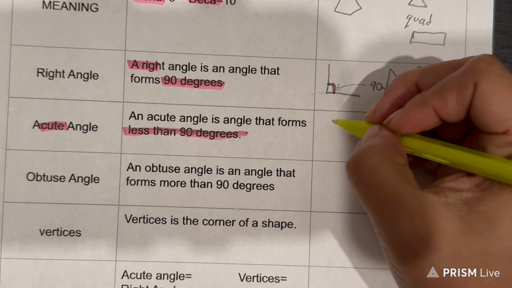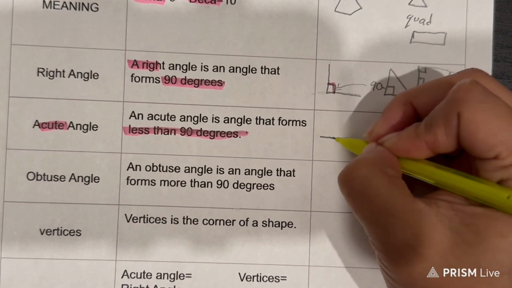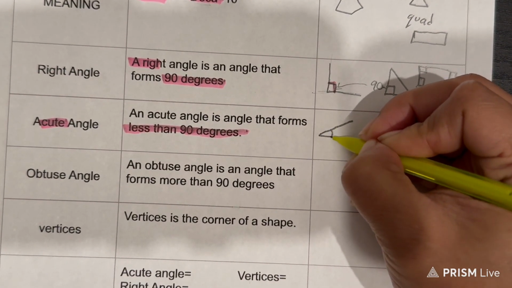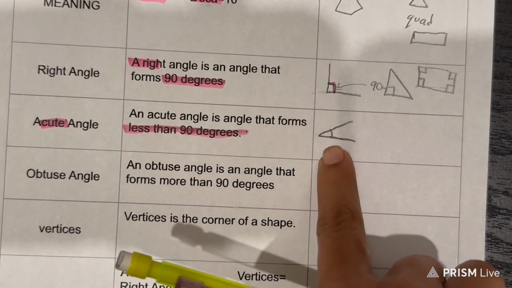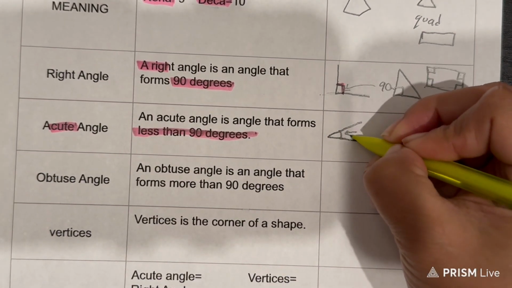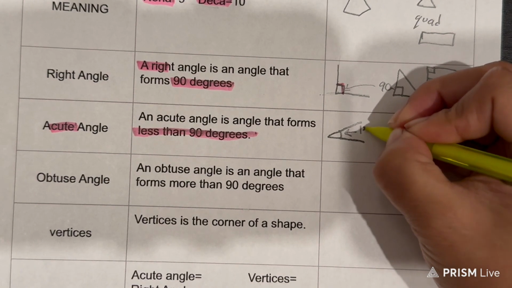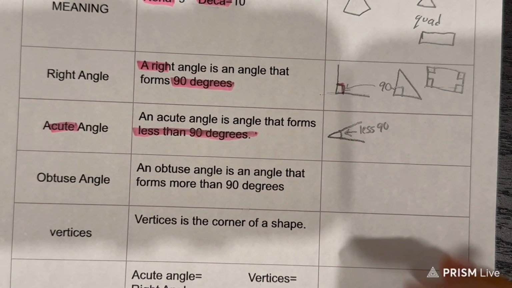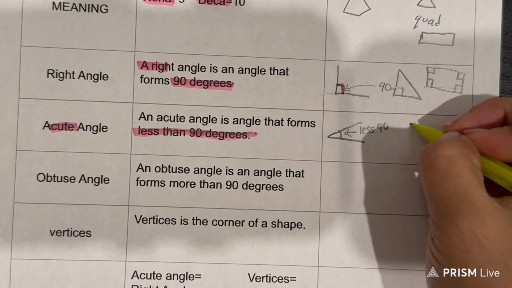Okay, so it's going to be smaller. I'm going to go like this, and it's going to be small. And this is curved. That is so cute. It is less than 90. So I can do a triangle that has an acute angle.